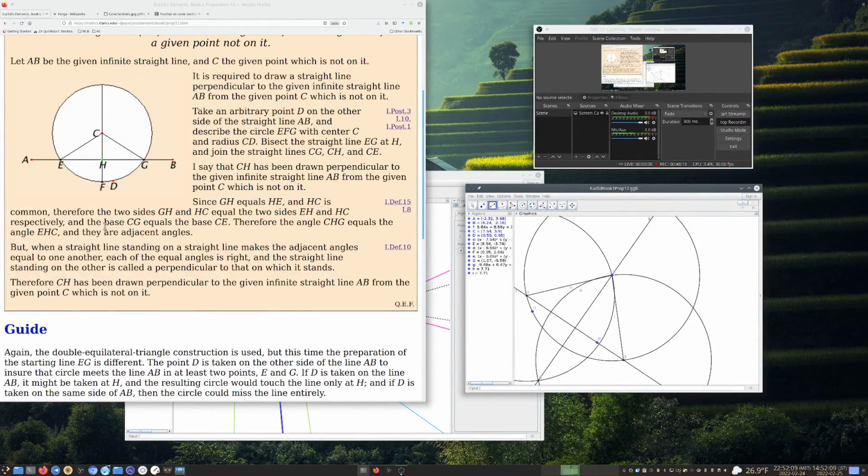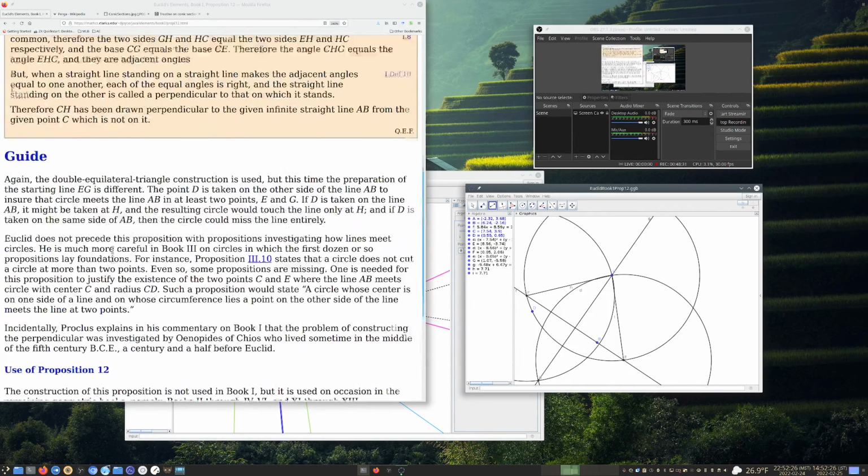When a straight line standing on a straight line makes the adjacent angles equal to one another, each of the equal angles is right, and the straight line standing on the other is perpendicular to that on which it stands. Therefore, CH has been drawn perpendicular to the given infinite straight line AB from the given point C, which is not on it. Done.